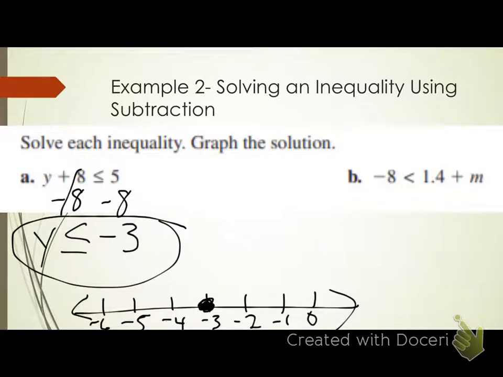Does anyone have any questions on how I'm determining if it's an open dot or a closed dot? If you notice, I have a line underneath my inequality symbol, correct? That means less than or equal to. So my solution can equal negative 3. Negative 3 is a solution. So the closed dot just means I can include negative 3 in my solution. If it was an open dot, that would mean that number is not included, but the solution goes all the way up to that number. Does that kind of make some sense? That number is just not included. So closed dot means it's included. Questions on A?